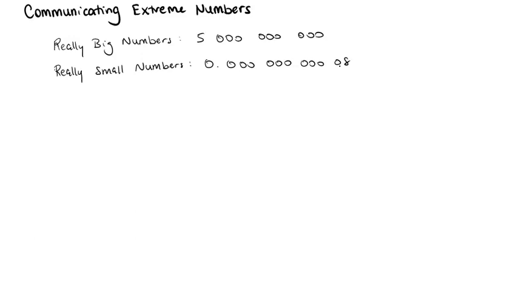So we need a way to communicate numbers that are super big or super small without having to write out all these digits or having to read all these digits to figure out how big or how small that number actually is. The more zeros or decimal places we add here, the harder it is for our brains to look at these numbers and actually see them for what they are. So we have a system for that.